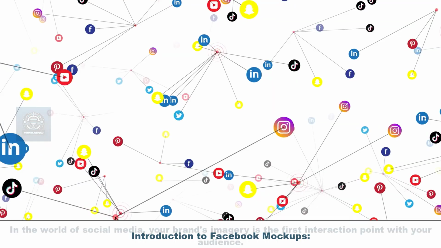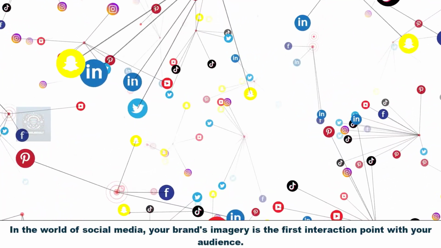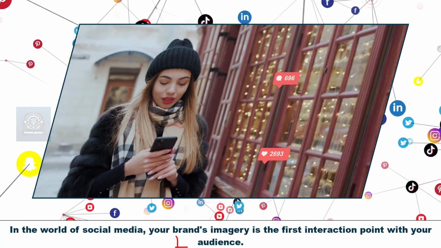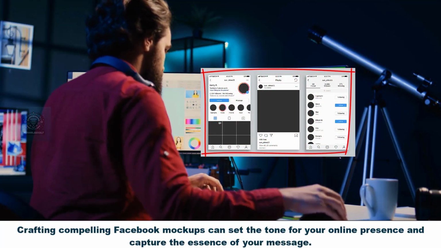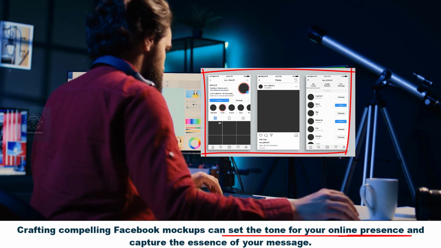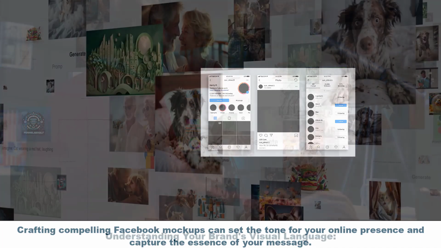Introduction to Facebook Mockups. In the world of social media, your brand's imagery is the first interaction point with your audience. Crafting compelling Facebook mockups can set the tone for your online presence and capture the essence of your message.